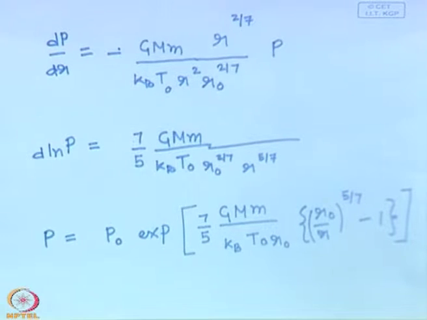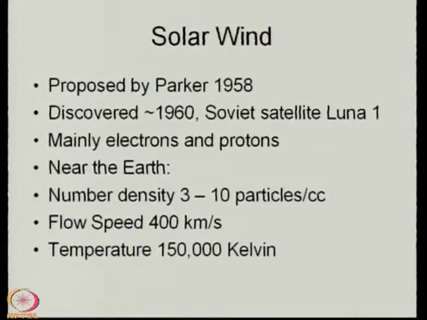So what Parker showed was that you cannot have a static solution. If you want the temperature, pressure and density everything to go to 0 at infinity, and hold the solar corona in place in hydrostatic equilibrium, then there must be something exerting pressure at infinity. And we know that there is no such thing. So he concluded that the solar corona must be expanding out. This is the proposal made by Parker in 1958 based on this simple calculation.